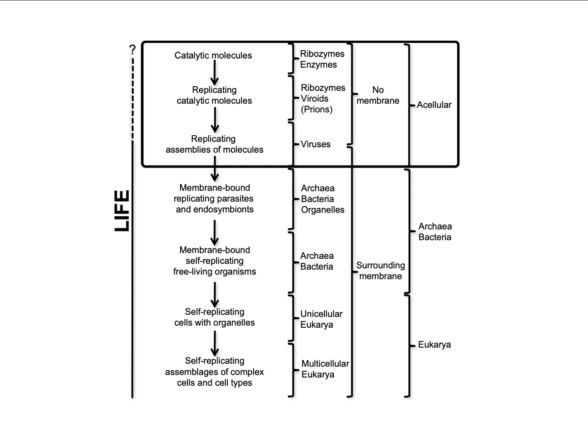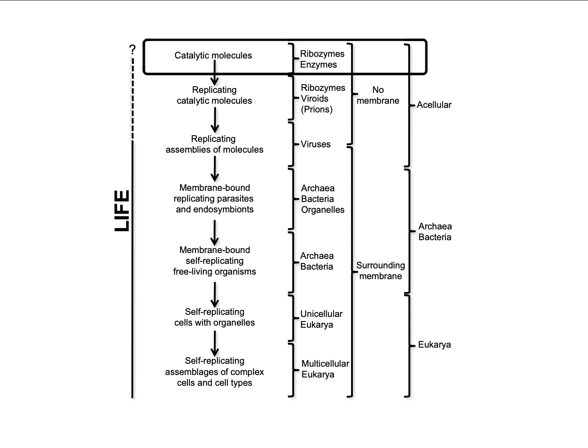And then we go back in here to ribozymes and viroids and prions, which are parasitic molecules that can do certain functions. And finally back here to ribozymes and enzymes that are catalytic molecules. Clearly they're not living things, but they're included in living things.